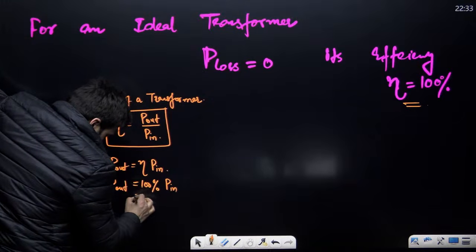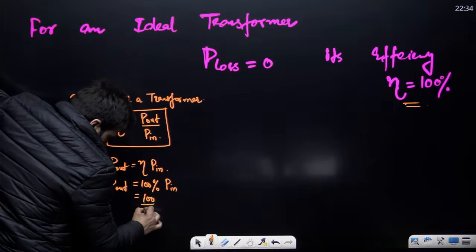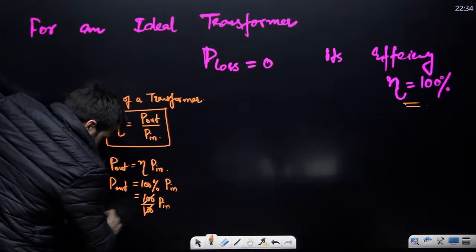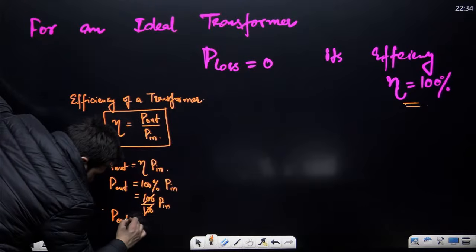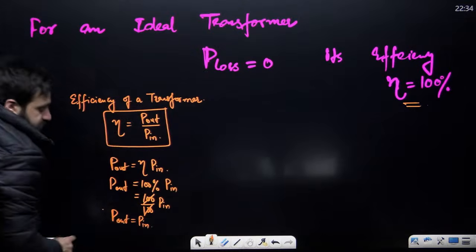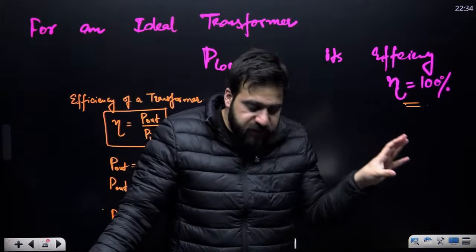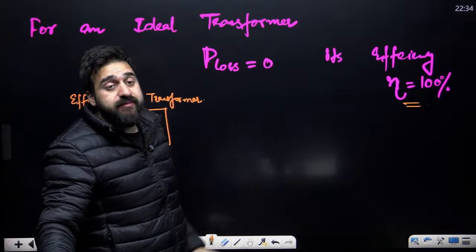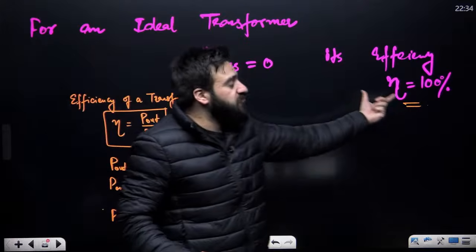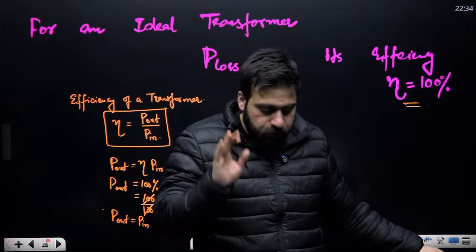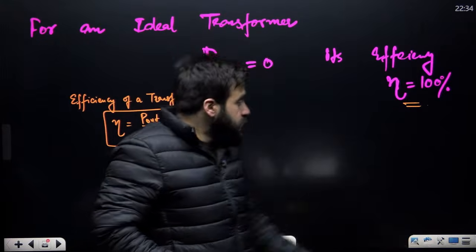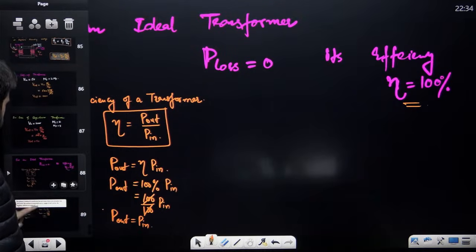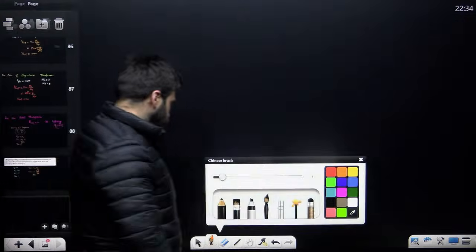If I say eta is 100%, 100% means 100 by 100. 20% means 20 by 100. 30% means 30 by 100. This and this will cancel. So in this particular case, output power will be input power. So the amount of power you supply to the transformer, the same amount of power it will give. So power loss in this case will be how much? 0. That is what we call efficiency. But 100% efficiency is not possible. So this is what we call the efficiency of a transformer. I hope this is crystal clear. Guys, with this we have finished this chapter also.